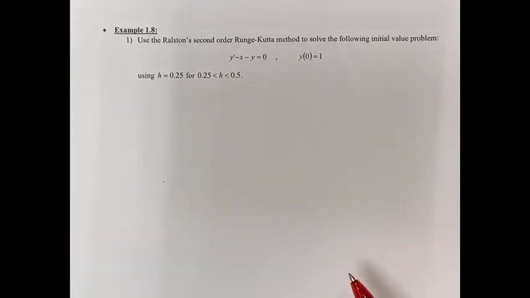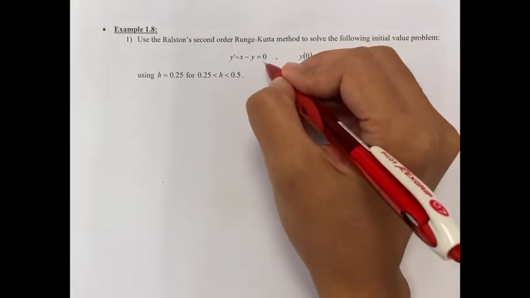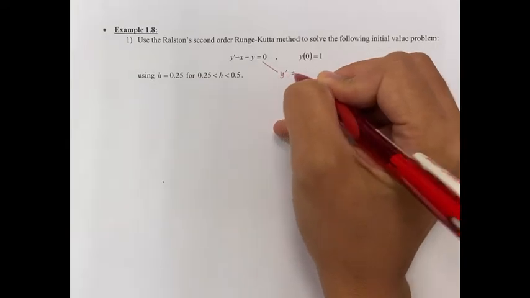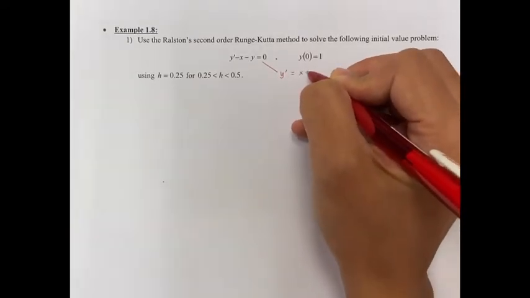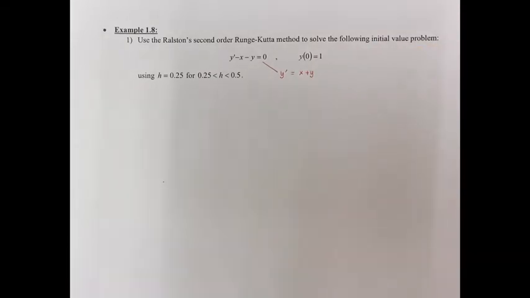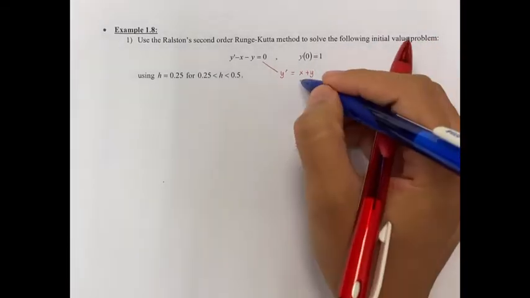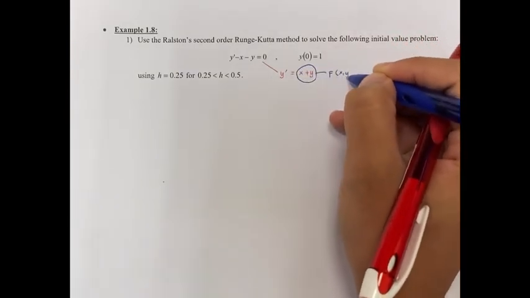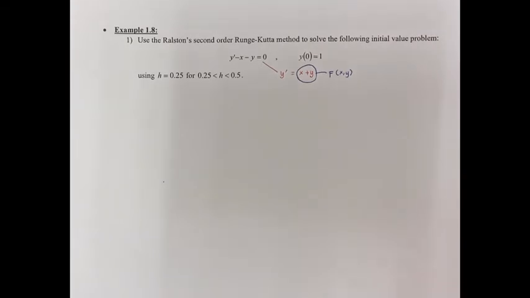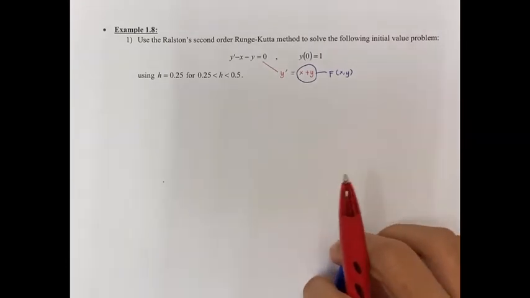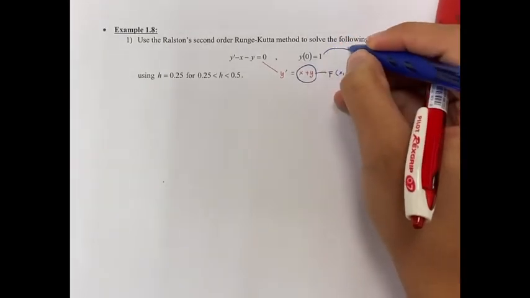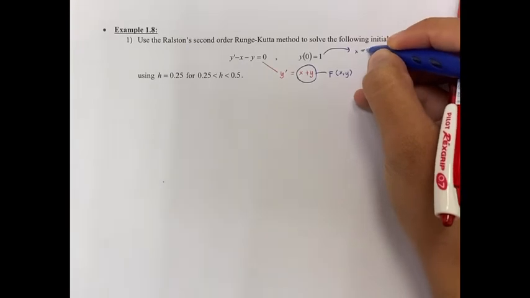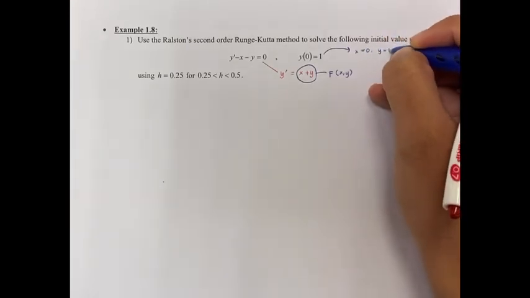So you have Y prime minus X minus Y equal to 0. So this is basically Y prime equal to X plus Y, and X plus Y over here is our f(x,y). And the initial condition is y(0) equal to 1. This means when your x is equal to 0, your y is equal to 1.